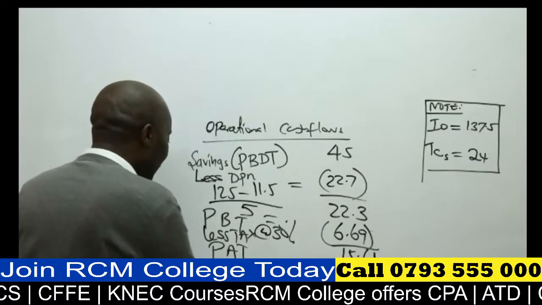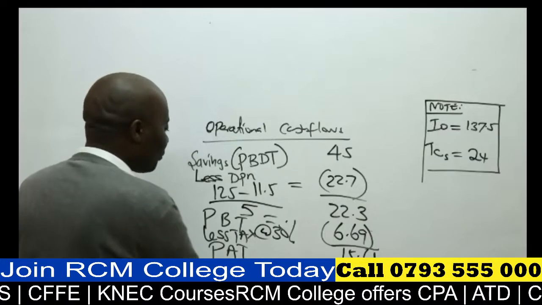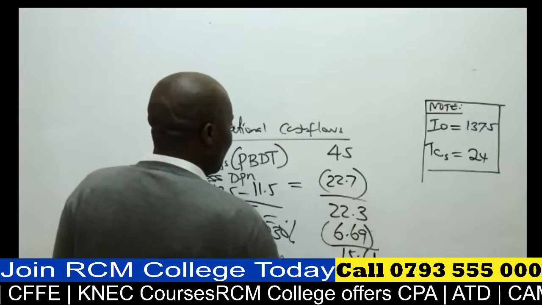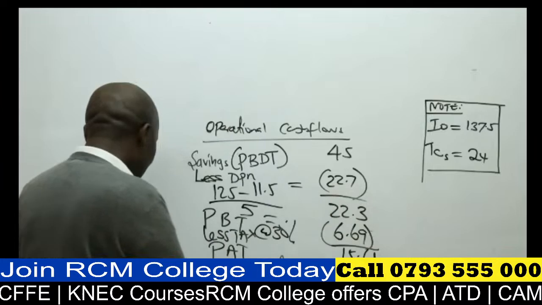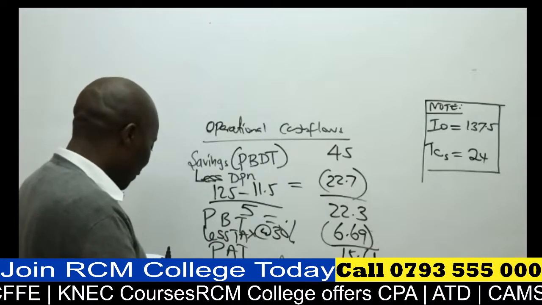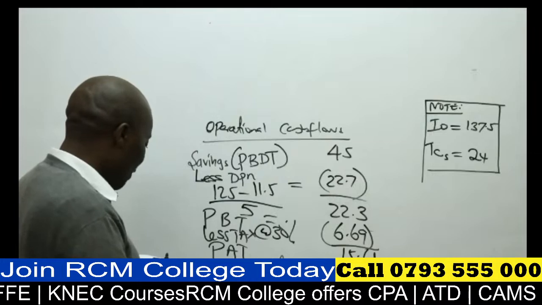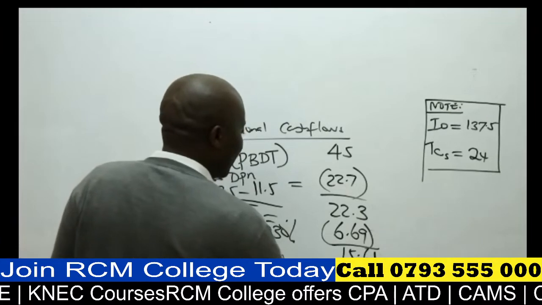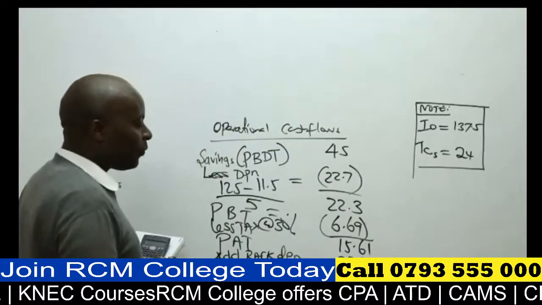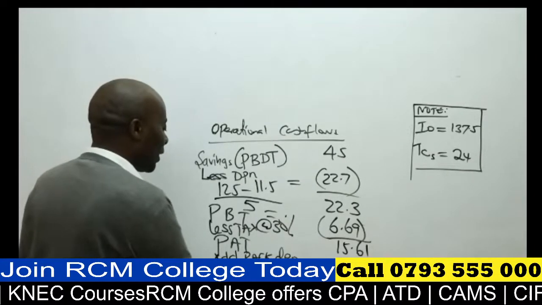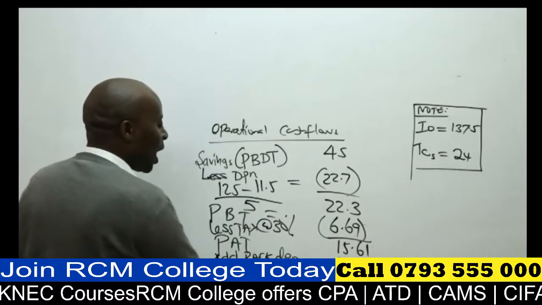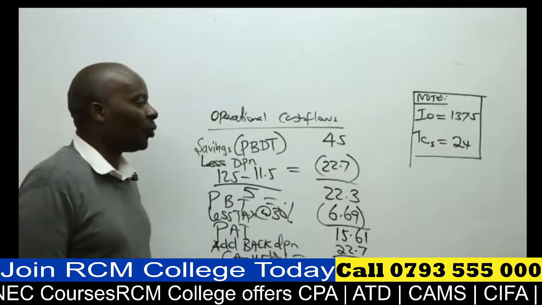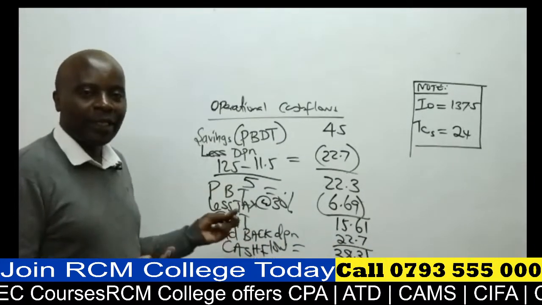So let me do the last thing here, which is to add back depreciation. Depreciation is 22.7. So 22.7 plus this 15.61 gives me 38.31. Once I have this 38.31, I have my operational cash flow. My operational cash flow is 38.31. Now the next thing will be for me to discount.